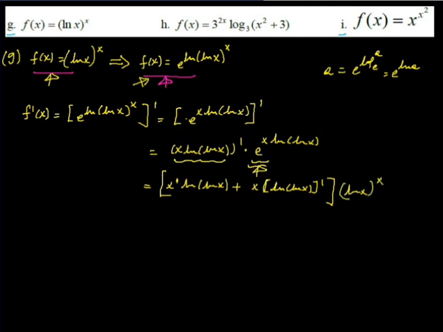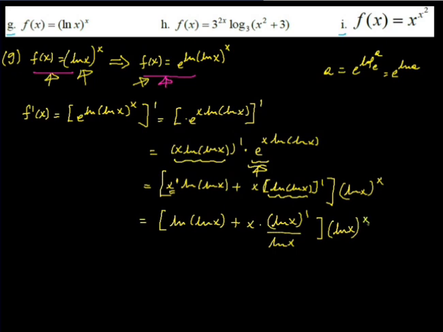So now x derivative is one times ln of ln x plus x times the derivative of this expression, which requires the chain rule. So you can write it like this: ln x derivative over ln x times ln x the power of x. So this can be written as ln of ln x plus 1 over ln x times ln x the power of x. Okay, this is our first derivative.